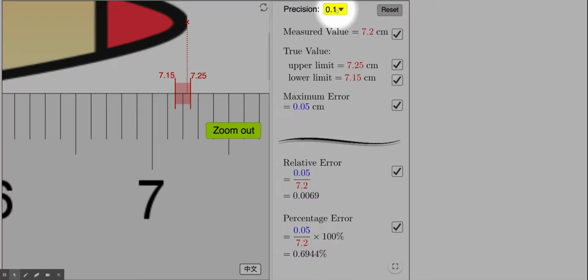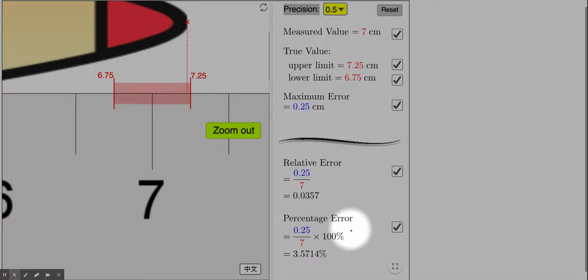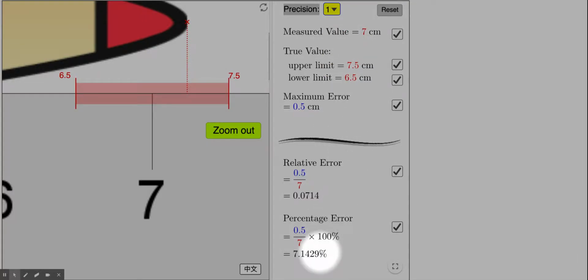It is 0.6944% for 0.1 precision. For 0.5, you have 3.5714, and for precision 1, this is 7. So basically, you should know that when you increase the precision, the error will decrease.